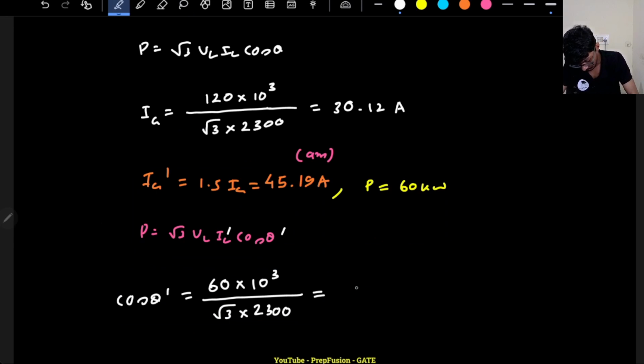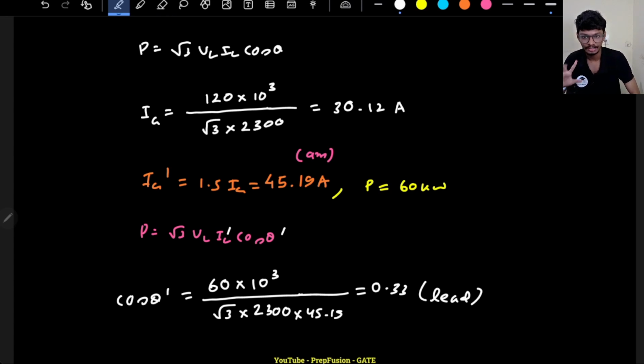So the new power factor into I also is there, right? I is 45.19. So into 2300 into root 3, this into 60 into 10,000 comes out to be 0.33. And what will it be? It will be lead. So the new power factor will become 0.33 and it will be lead.